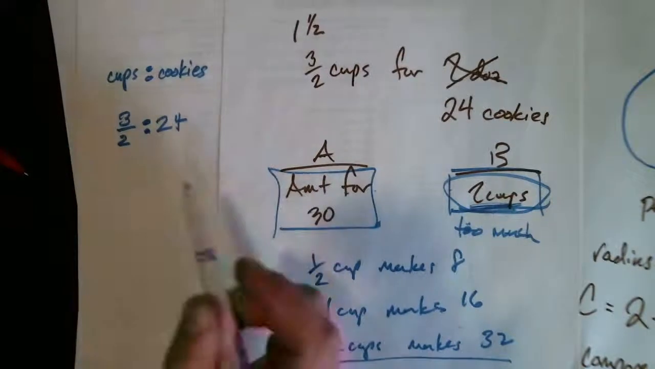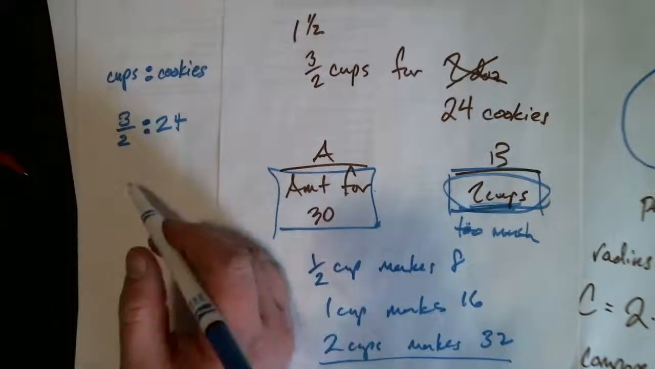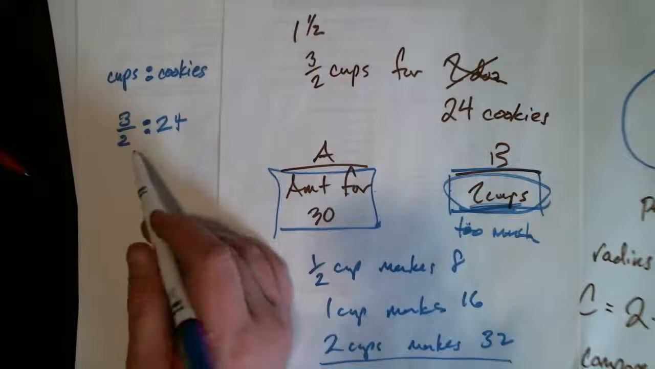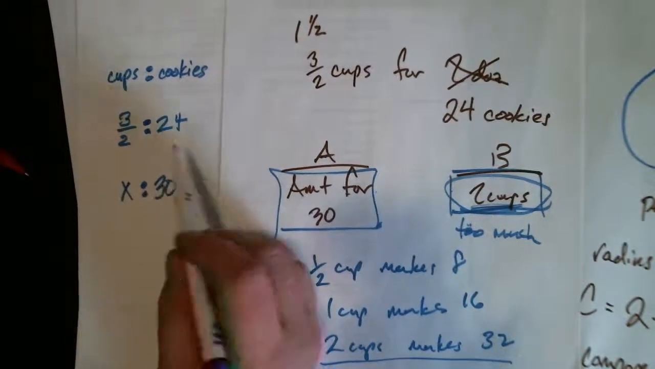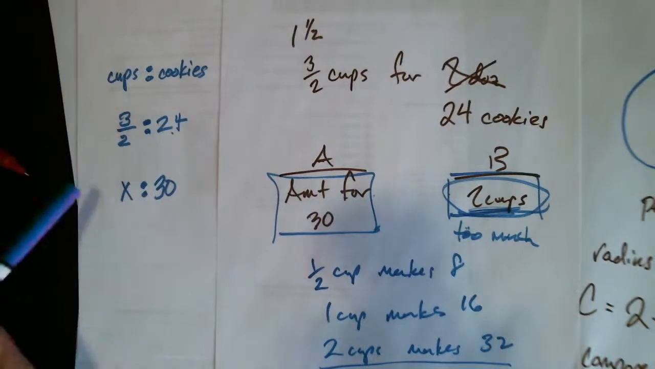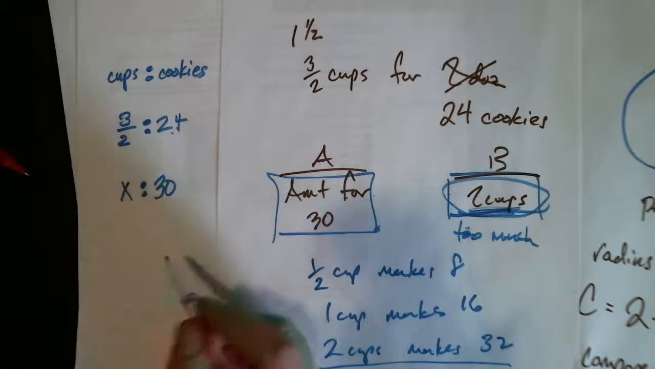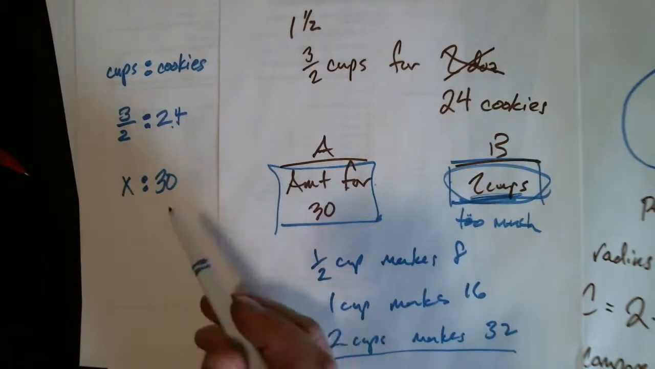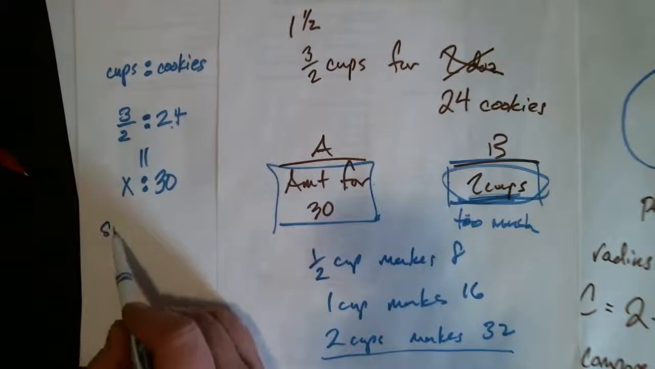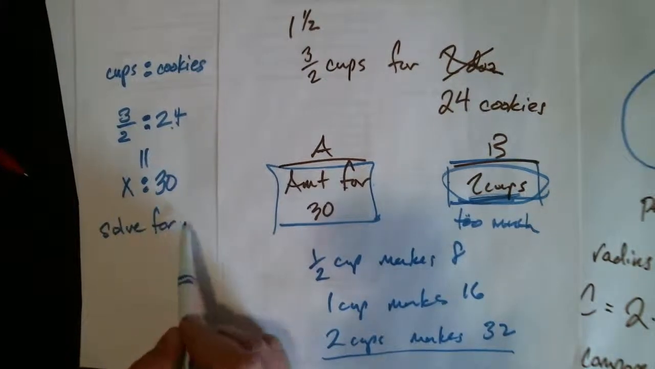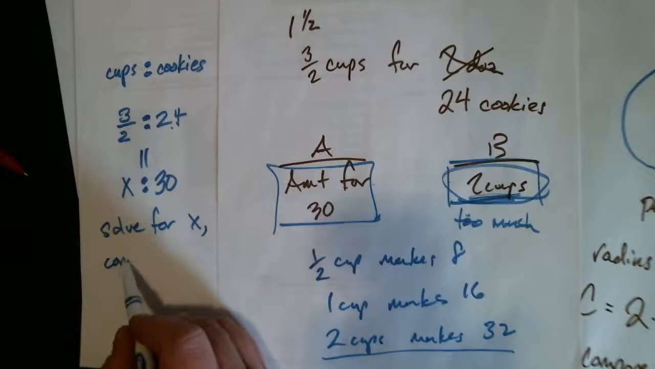You essentially want to figure out what fits here when we replace 24 with 30. These two ratios have to be equal, and we essentially want to solve for x and then compare it to 2.